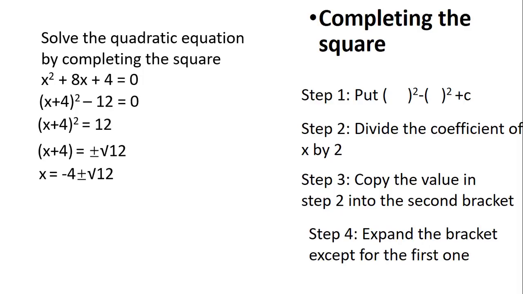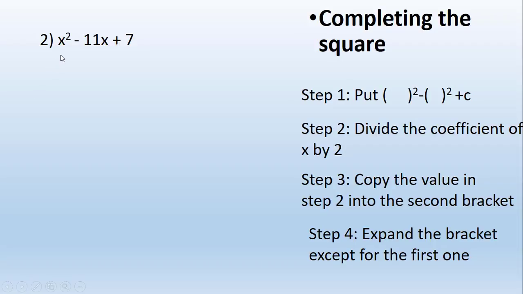Okay, let's do another example. Say x squared minus 11x plus 7. Remember what's the first step? You might pause the video here to give it a try. The first one will be equals bracket square minus bracket square. Then you pull the x down. Then the plus 7, the constant, you put at the back.